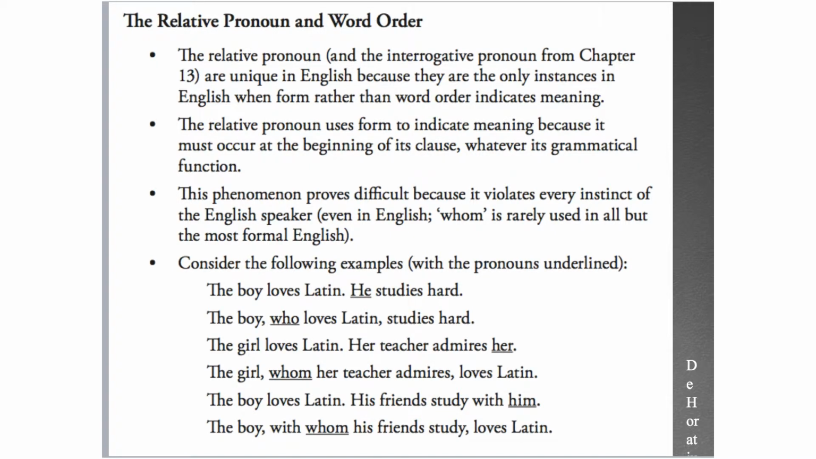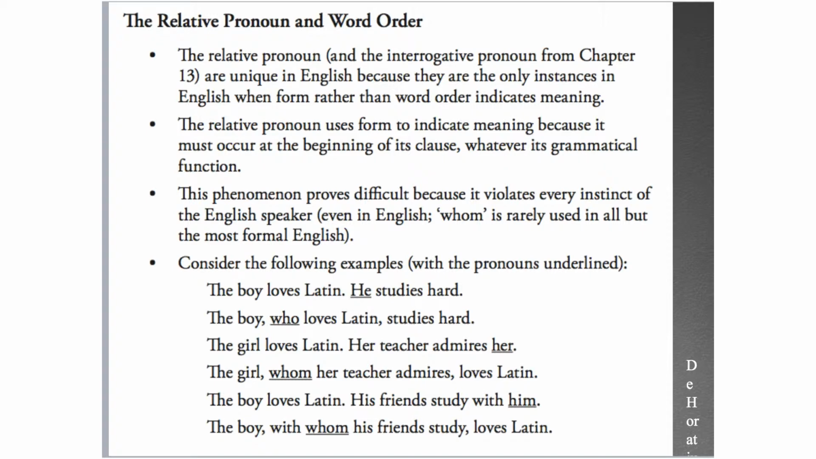Okay, so relative pronouns and word order. I'm not going to read through all this, but I will give you the highlights. Relative pronouns and interrogative pronouns, which we'll learn later, those are the same kinds of words but used in questions. They are somewhat unique in English because they are the only time in English where word order does not indicate grammatical function. What I mean by that is if I say, the boy sees the girl, the boy comes first, it's the subject, the girl comes after the verb, she's the direct object. If I flip those around, the girl sees the boy, I've now changed the meaning of the sentence. Now, the girl is seeing the boy instead of the boy seeing the girl. Word order in English oftentimes, most times, equals function.